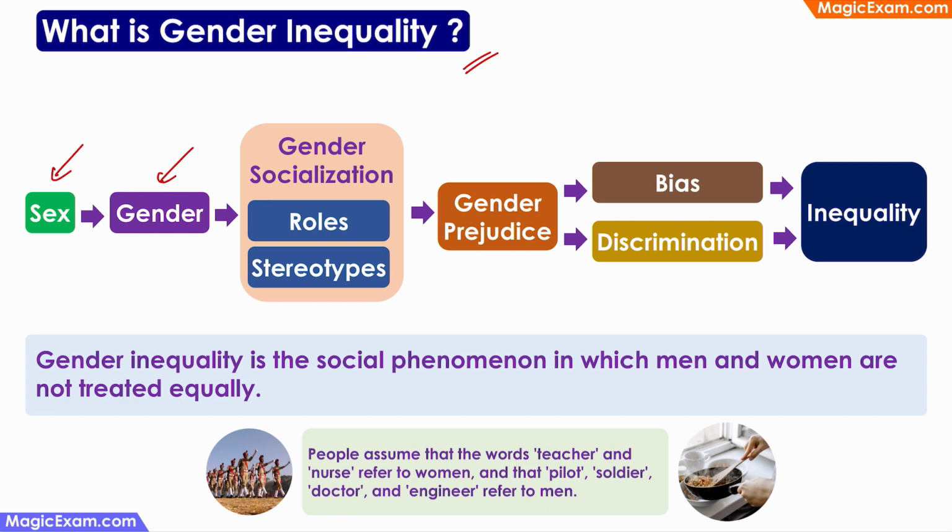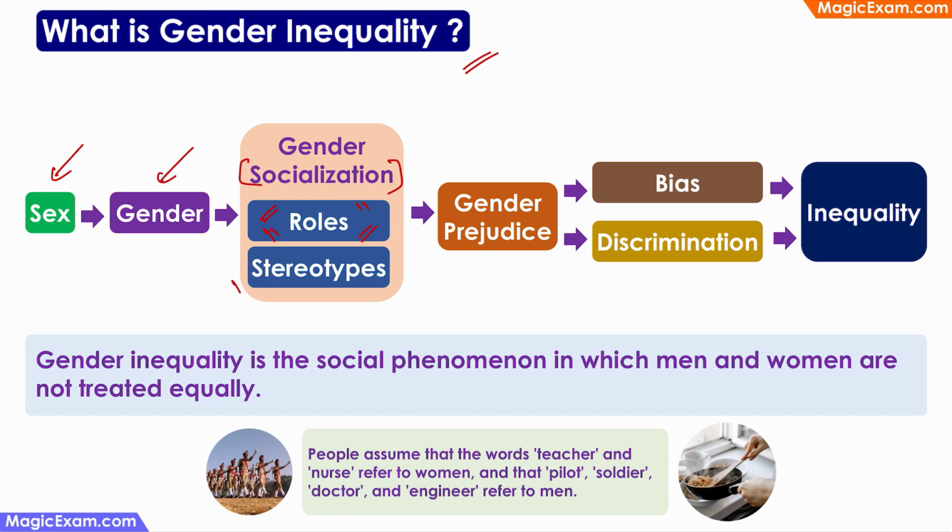And from the time we are children, we learn about gender roles. That is, what kind of expectations the society has from a particular gender. What is the kind of work that they should do, how they should behave, what they should wear. So we learn about these various gender roles through gender socialization. That is, when we interact with our family, with our peers, with our teachers, with our community, with the media, we learn about these various expectations that the society has from each of these genders.